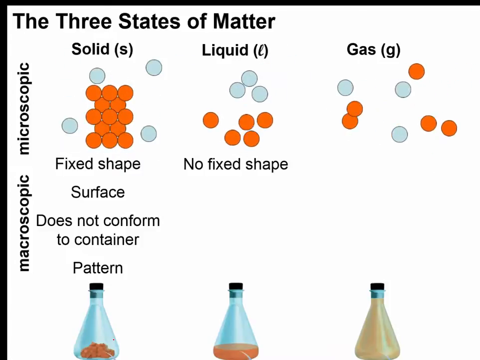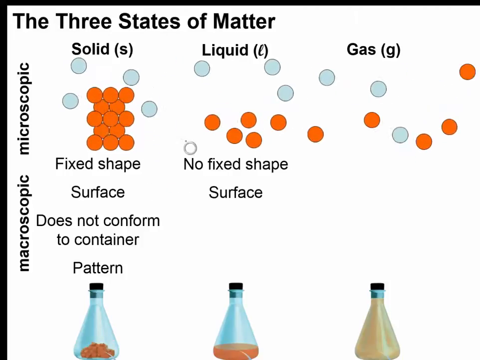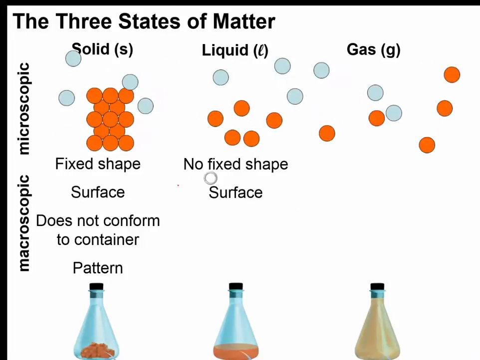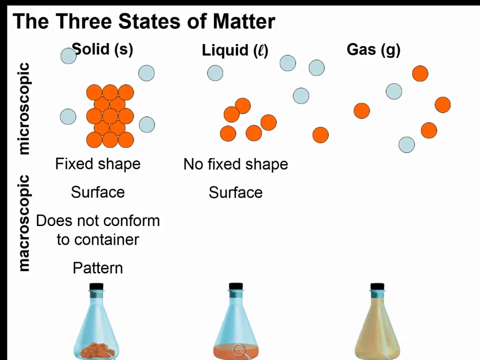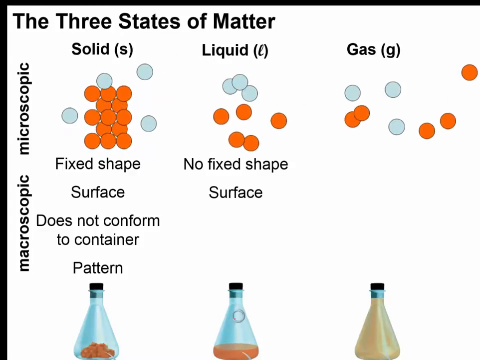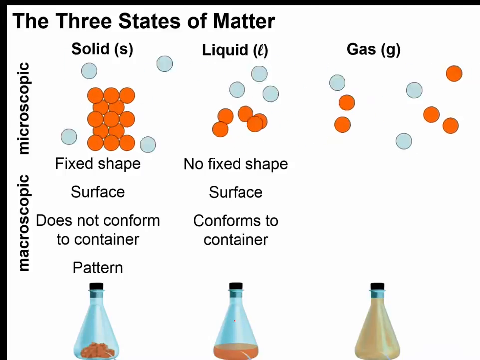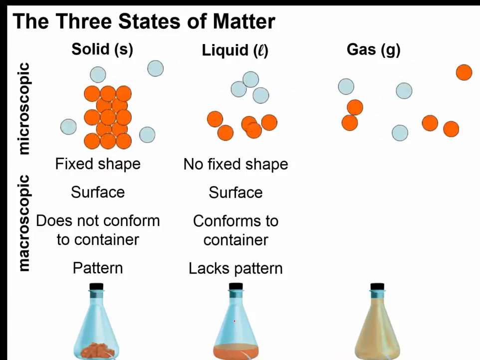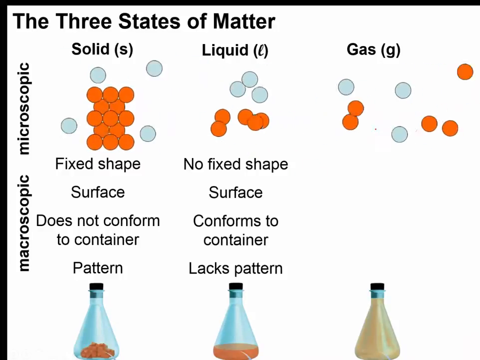There's not going to be any fixed shape within the flask. There's not going to be a hard surface, but there will still be a defined surface right here where you say the liquid ends here. Because they're all sticking to the other liquid molecules, there's a gas above it. It's going to conform to the container because it doesn't have any rigidity, and it's not going to have a pattern inside. Now with gases, all bets are off to some extent.